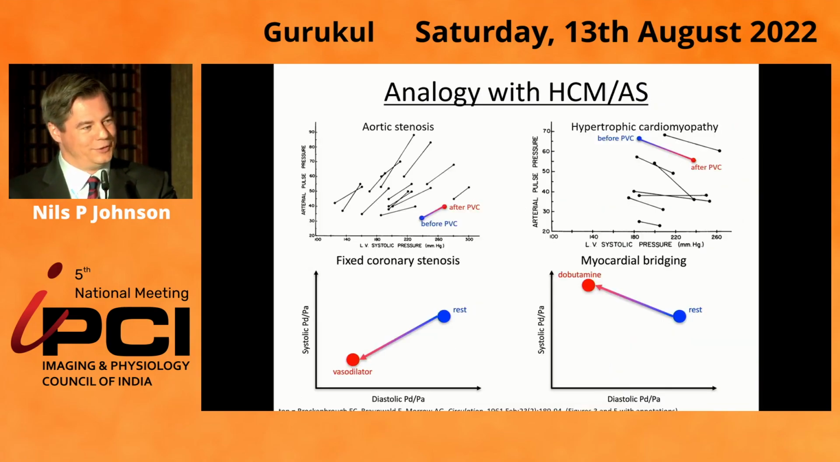And if I could use a bit of an analogy here. You know the Brockenbrough sign, right, to distinguish aortic stenosis from hypertrophic cardiomyopathy. When you have a PVC in AS, your LV systolic pressure goes up, but also your pulse pressure goes up, whereas in hypertrophic cardiomyopathy, of course, after the PVC, the pulse pressure and the arterial pressure move in a different way. Similarly, with a fixed coronary stenosis, when you give a vasodilator, the gradient goes up both in systole and diastole, whereas with a myocardial bridge, the gradient actually disappears in systole and gets worse in diastole.